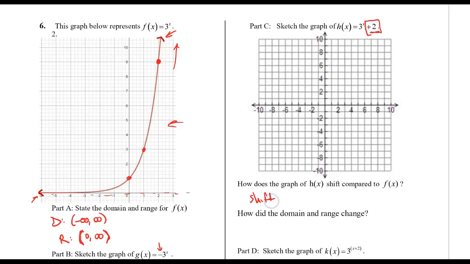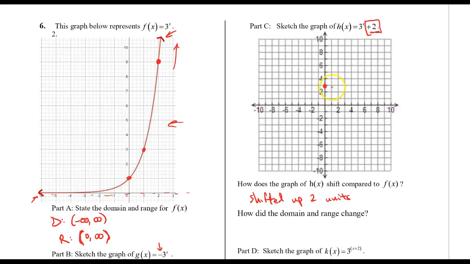I'm going to actually do this part right now since we're talking about shifted up 2 units. I can do it very similar to the way I did the previous one. Take all these known values, (0, 1), (1, 3), (2, 9), and just shift them up 2 units. So instead of being at (0, 1), I'm at 0 and then 1 plus 2, which puts me at (0, 3).